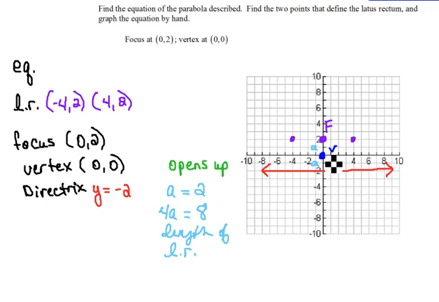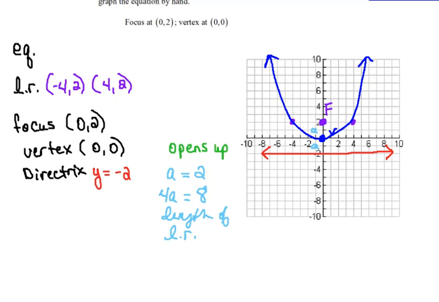That's what's going to help us to be able to draw in our parabola and know how fat or how skinny to make it. Now, last thing is the equation. Now remember, if it opens up, then it must follow one of those two generic formulas that we had. For opens up or down, it should be (x minus h) squared equals plus or minus 4a times (y minus k).